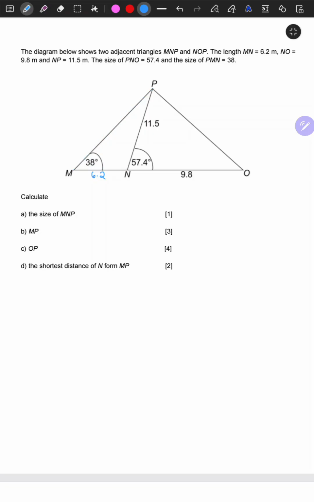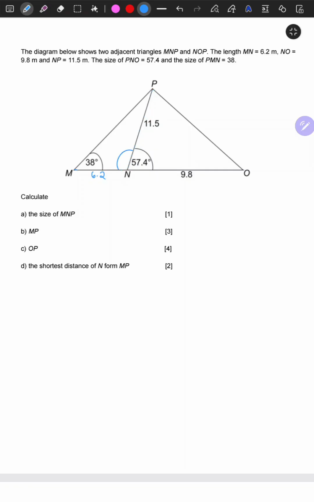So the question goes on to say, calculate the size of MNP. You can see that it's allotted only 1 mark, so obviously you don't need to do some crazy gymnastics for that 1 mark. They want us to find this angle right here. MNP is that angle in the middle here.